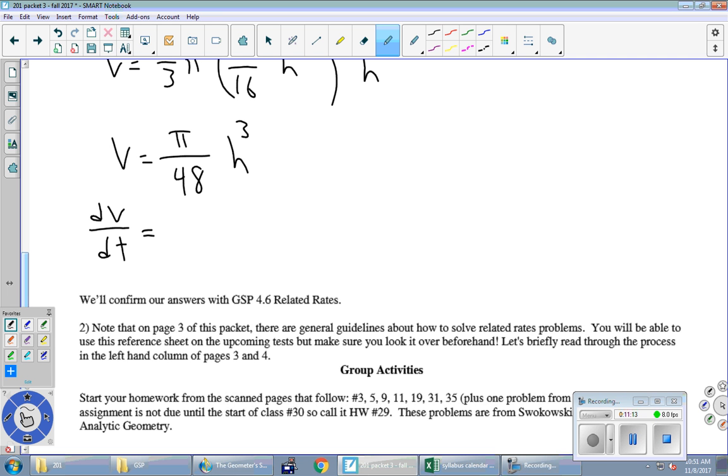Pi over 48, stay or copy. Sorry, those are the same thing. Stay or go. Pi over 48 stays because it's a constant multiplier, times, now what's the normal derivative of h cubed? 3h squared. But h itself depends on time. And so implicit differentiation says times the derivative of the stuff, which is dh/dt.